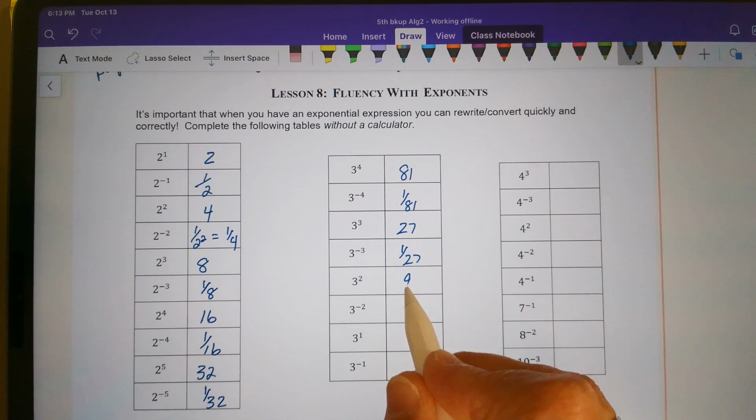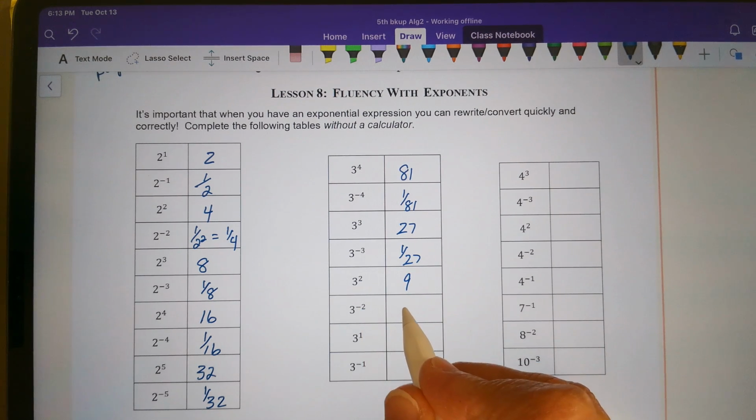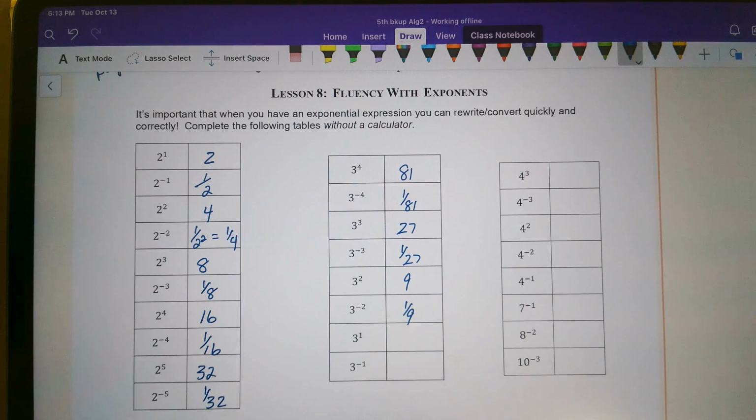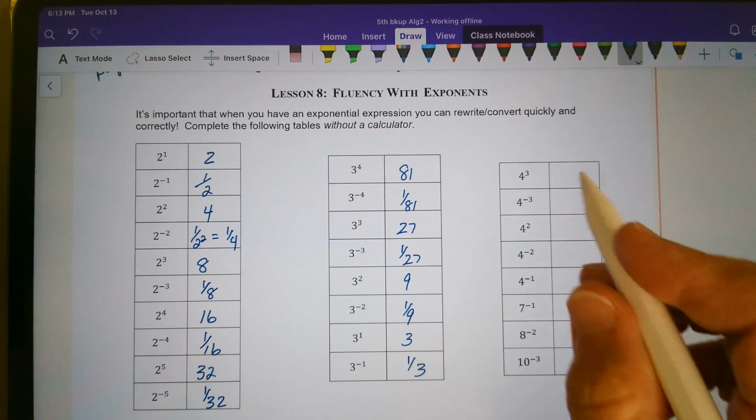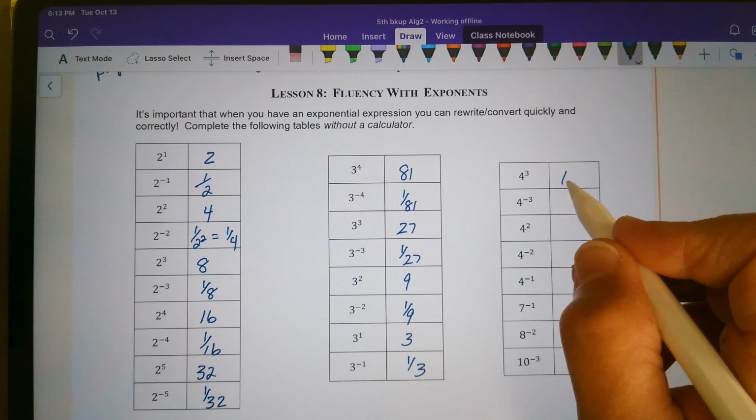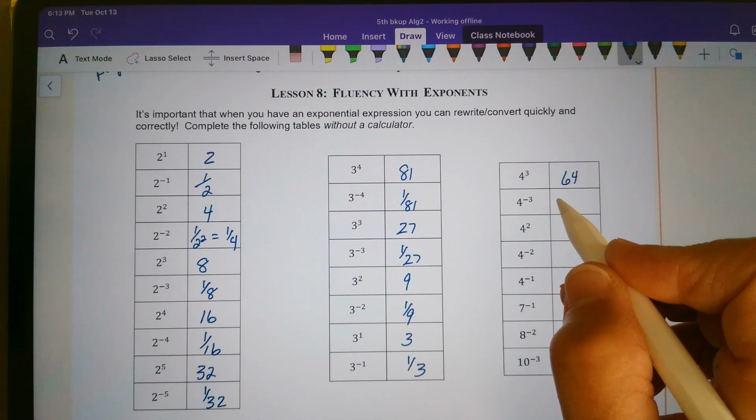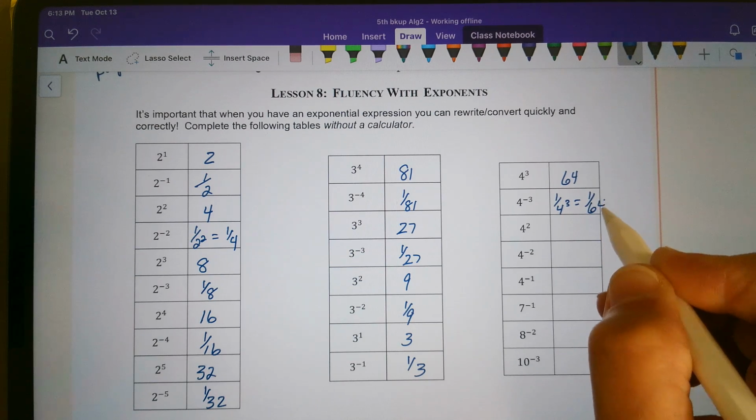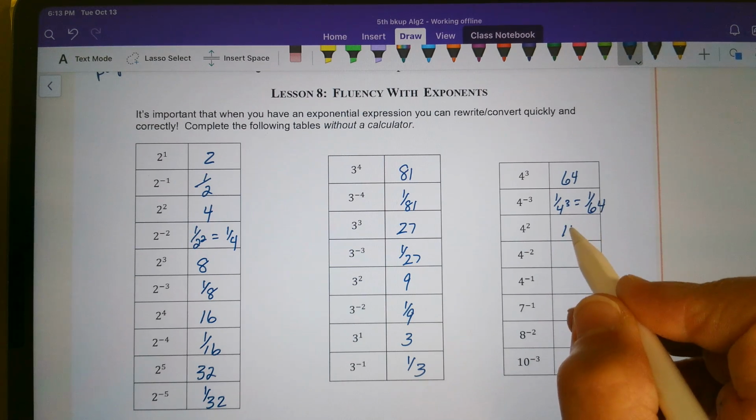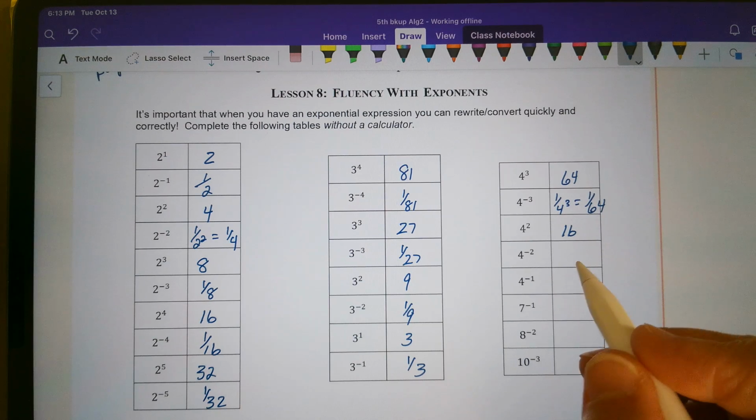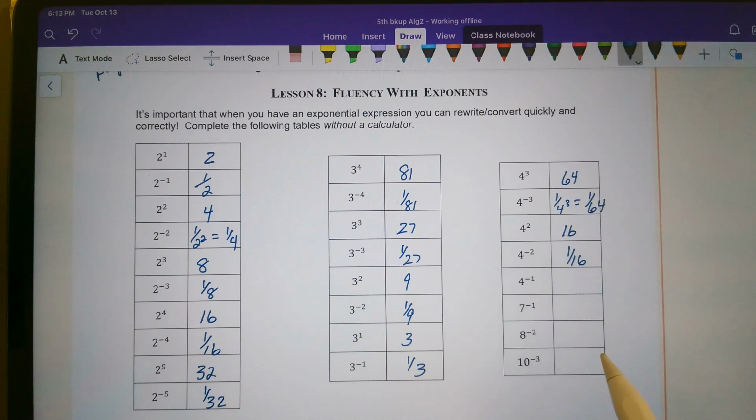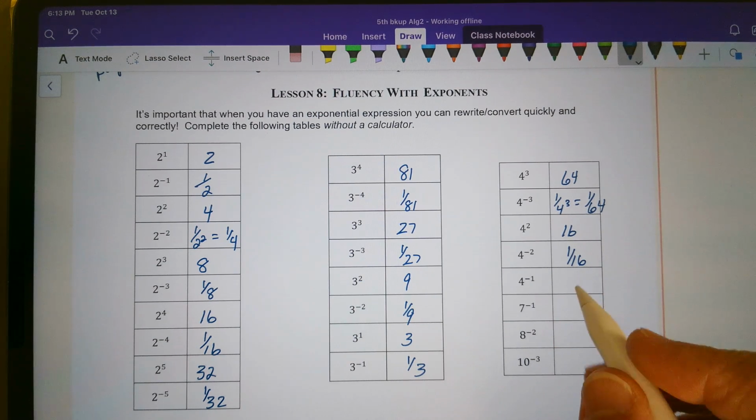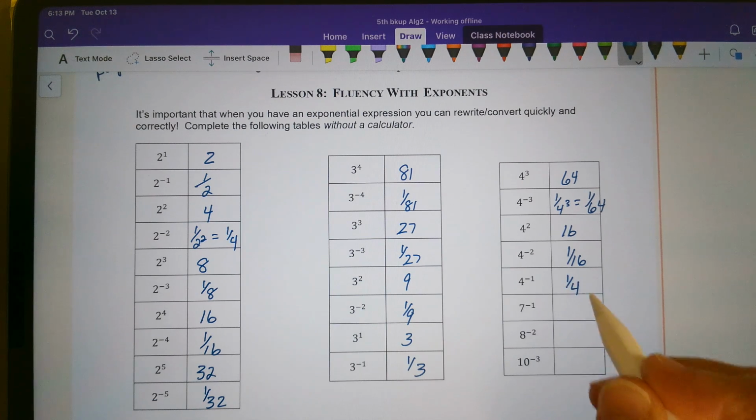3 squared, 9. 3 to the negative 2, 1 over 9. 3 to the first, 3. 3 to the negative 1, 1/3. 4 to the 3rd is 64. 4 to the negative 3 is 1 over 4 to the positive 3, which is 1 over 64. 4 squared, 16. 4 to the negative 2, 1/16. 4 to the negative 1, 1/4.